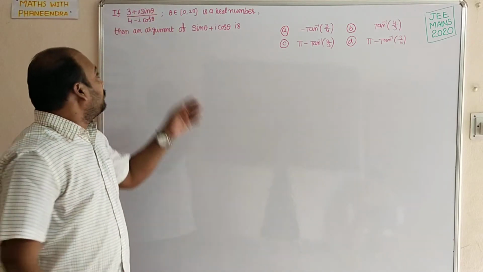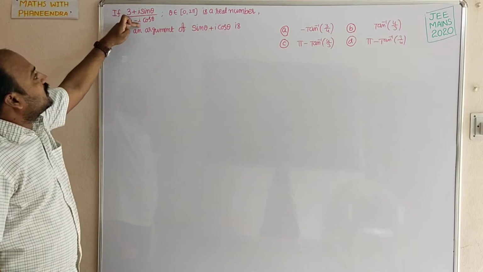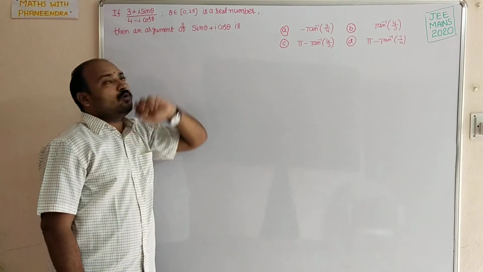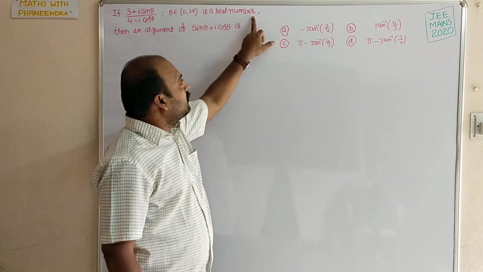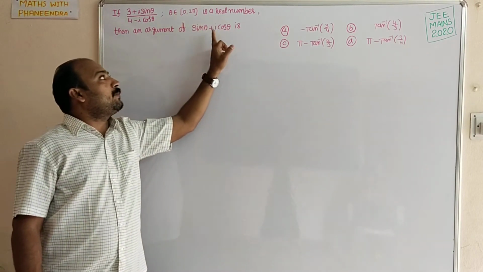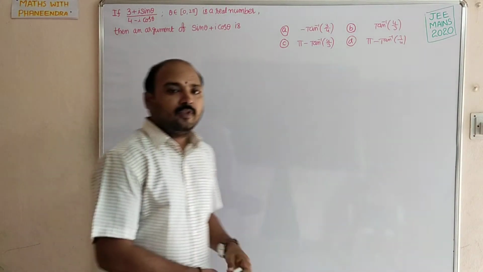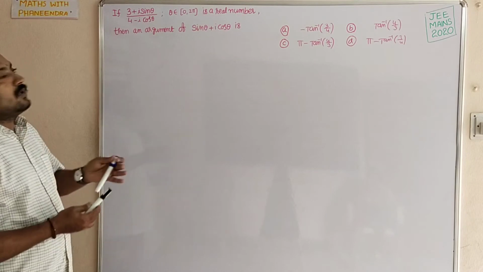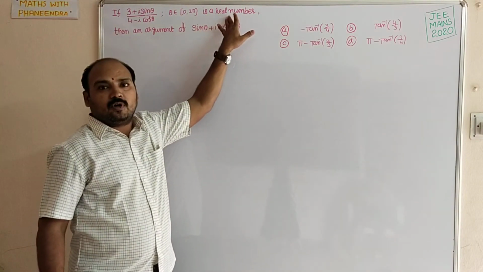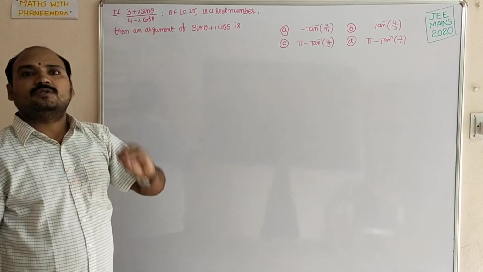The next question. If (3 plus i sin theta) by (4 minus i cos theta), where theta belongs to the closed interval 0 to 2 pi, is a real number, then an argument of (sin theta plus i cos theta) is, these are the options available here. See, first, this complex number is a real number. That means the imaginary part of this complex number has to be 0.